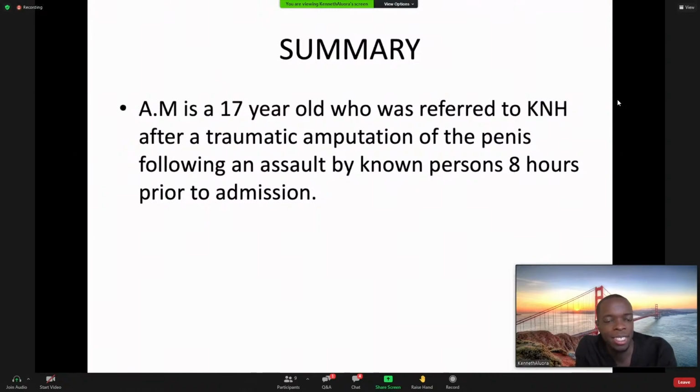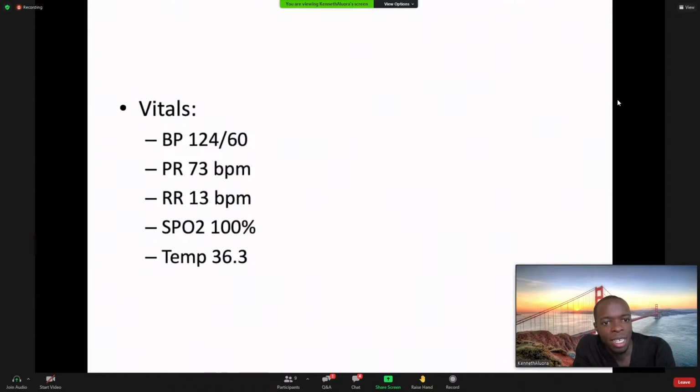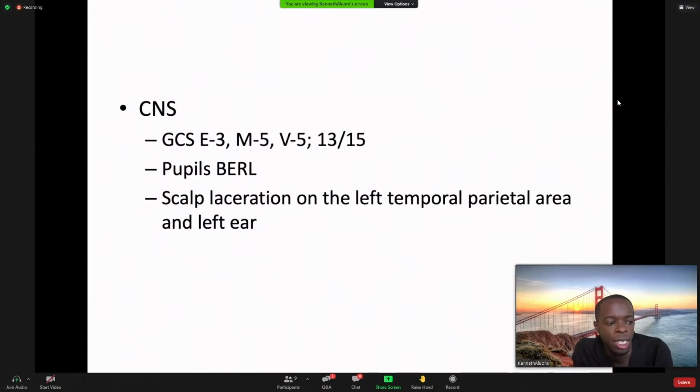So in summary, we received a 17-year-old who was referred to KNH after traumatic amputation of the penis following an assault by known persons 8 hours prior to admission. On physical examination, generally, notably he was pale, and his vitals were: blood pressure 124/60, pulse rate 73, respiratory rate 13, SpO2 100, and temperature 36.3.